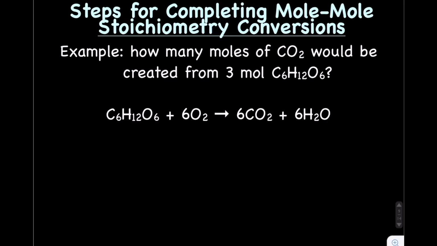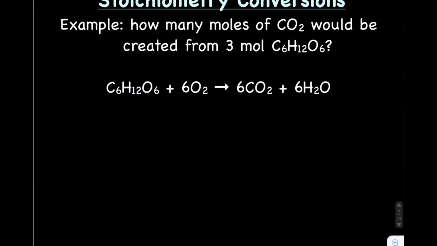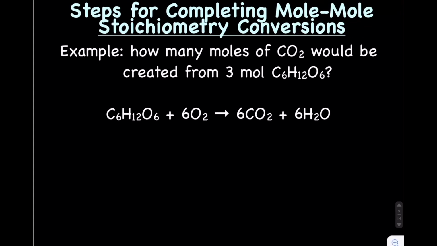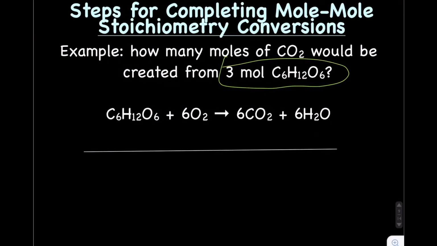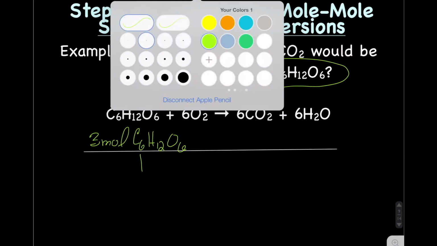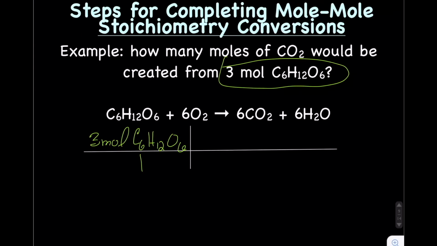And we have the same balanced equation. So the very first step is to set up the grid and write the given over 1. So same thing we've done in the past. We're going to set up our grid, and we're going to write our given or our known. And our known is this guy, right? Because we know something about that. So we're going to write our known over 1. So we have 3 mole C6H12O6 over 1. Okay, just like we've done in the past.